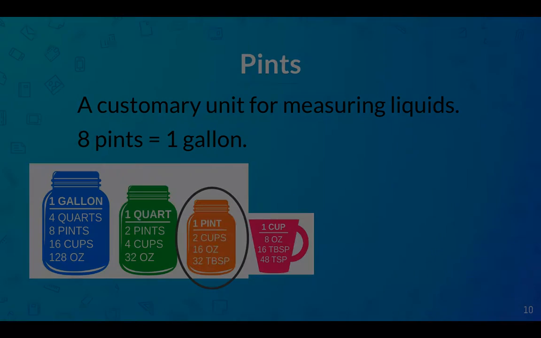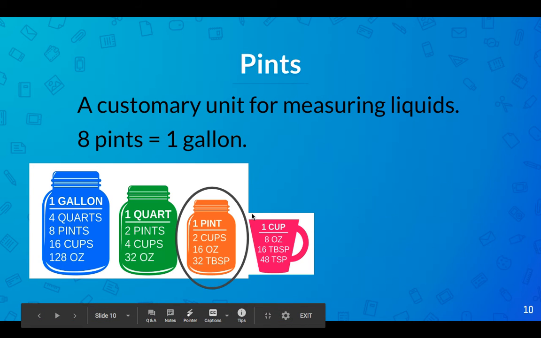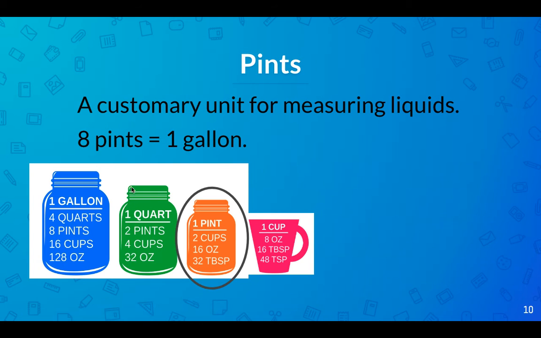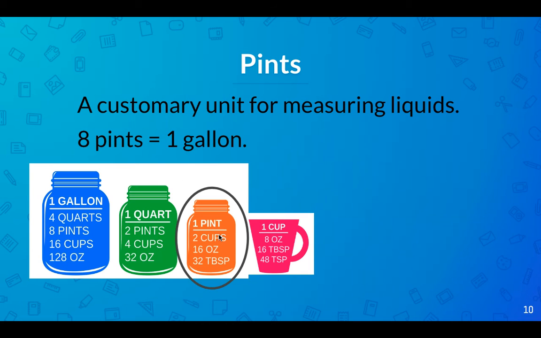The next measurement is our pints. It's a customary unit for measuring. It is a little bit bigger than a cup. Okay, but it's smaller than a quart and the gallon. If you look, 1 pint is the same as 2 cups. So I could have two cups, and that would give me 1 pint.